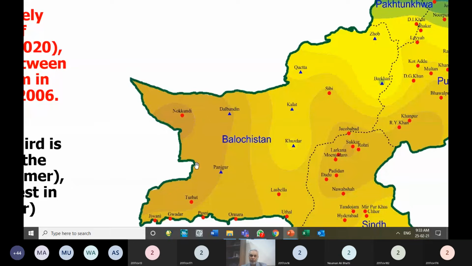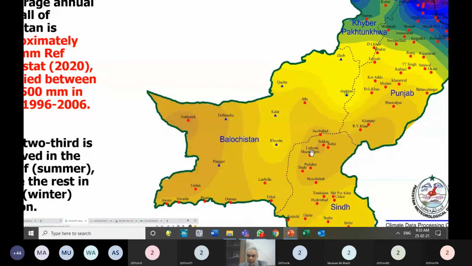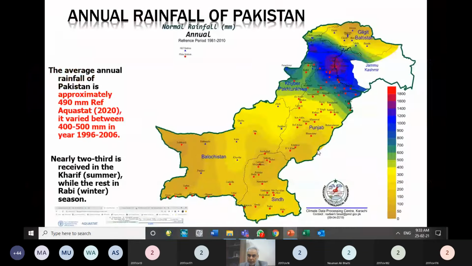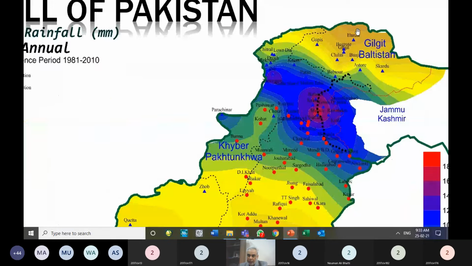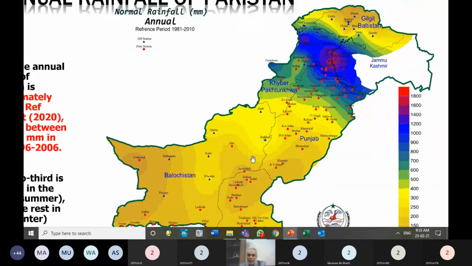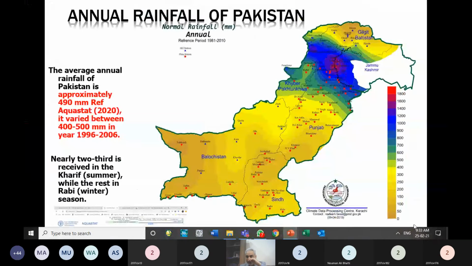It has other color coding. So Nokkundi, and then somewhere over here, Sukkur area. Then also somewhere over here, maybe at the top also, on the northern part of Pakistan, I think this is the darkest shade. So some part of Balochistan, some part of Sindh, have the least rainfall, less than 50 millimeters. 50 millimeters is approximately 2 inches of rainfall. If you use your fingers, it is like this, 2 inches of rainfall in the whole year, in 365 days.